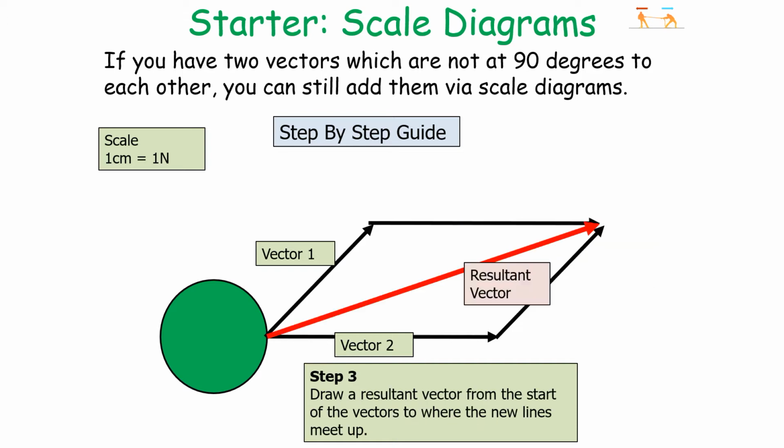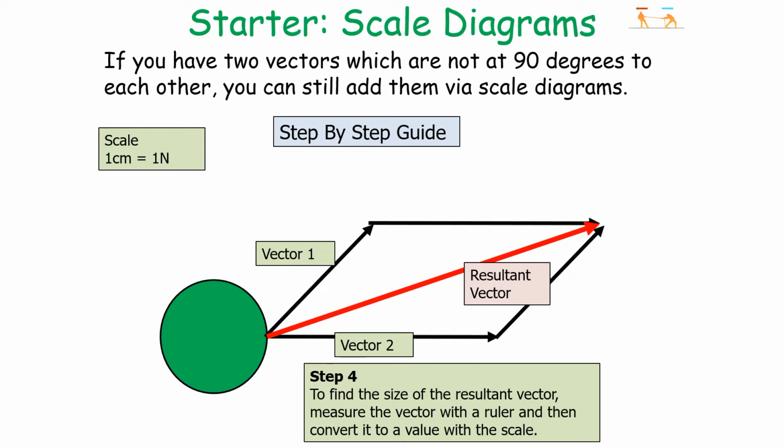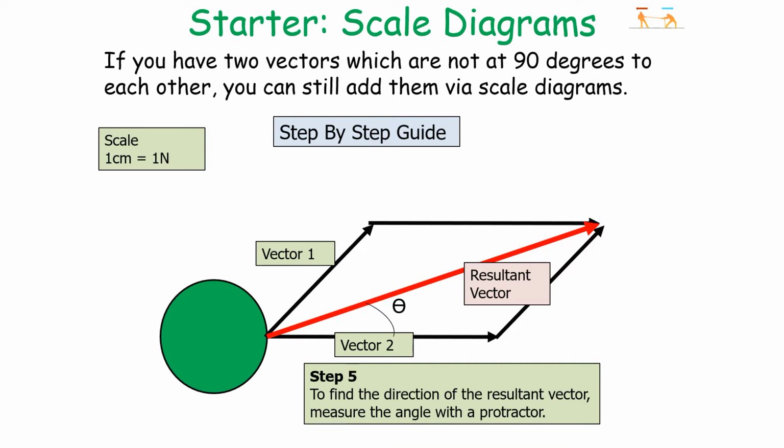Now what you've drawn here is a parallelogram of forces, because you'll notice now we've drawn a parallelogram. Now then, to find the resultant vector, you draw your vector from the start of the original vectors to where the new lines meet up. So to find then the size of the resultant vector, you measure the vector with a ruler and convert it to a value with a scale. Then to find the direction of the resultant vector, you measure the angle with a protractor.